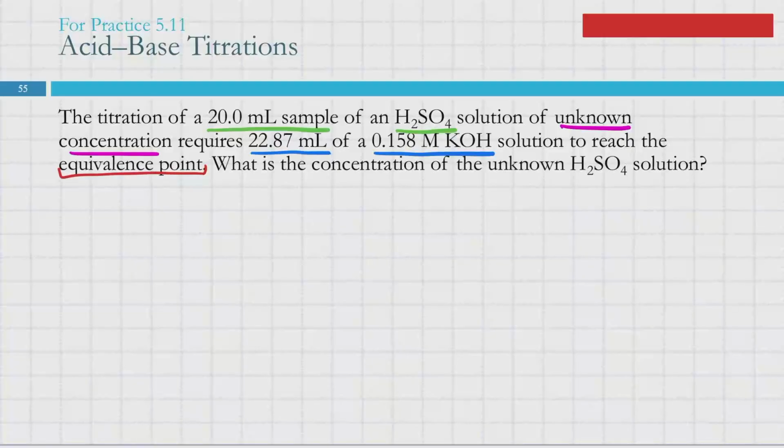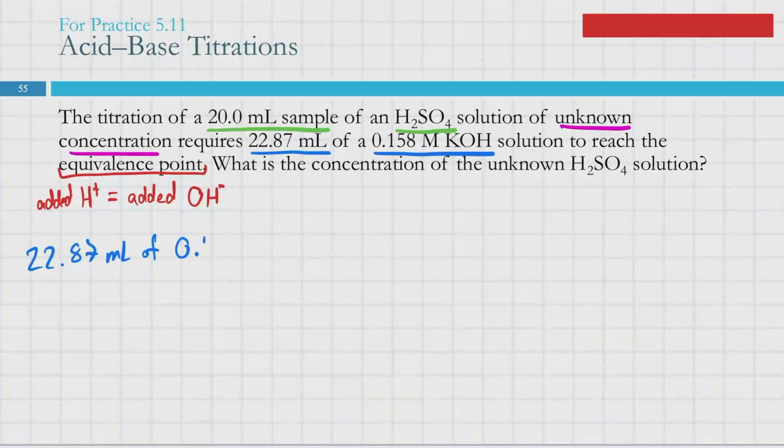So equivalence point means that the added H plus equals the added OH minus, or the H plus that's in the solution equals the added hydroxide. They reacted in their stoichiometric ratios. So the pieces of information that we were given, we had milliliters of a solution of KOH. And we also had 20 milliliters of our unknown solution.